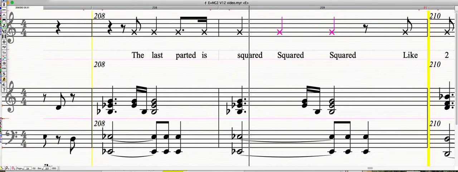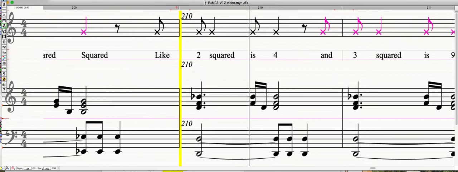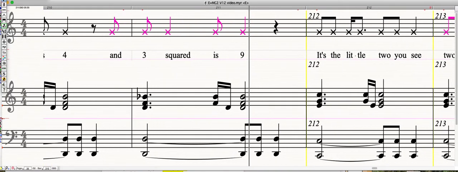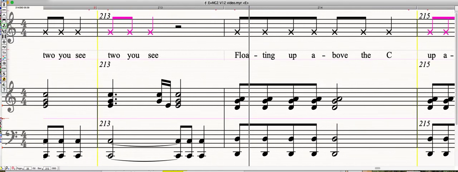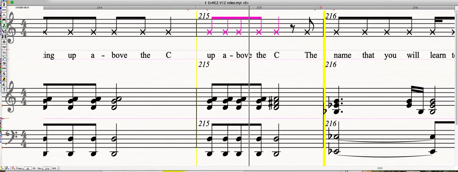The last part is squared. Like 2 squared is 4, and 3 squared is 9. It's the little 2, floating up above the C.